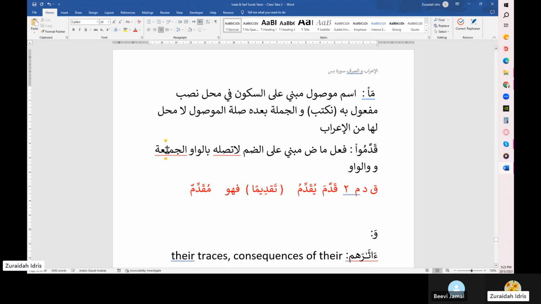Sorry, this is an alif. I always get this mixed up, when to put al and when not to put al. Sometimes they also differ. So this damir is what type of damir? The waw is damir muttasil, muttasil fi mahalli rafa', fa'il.